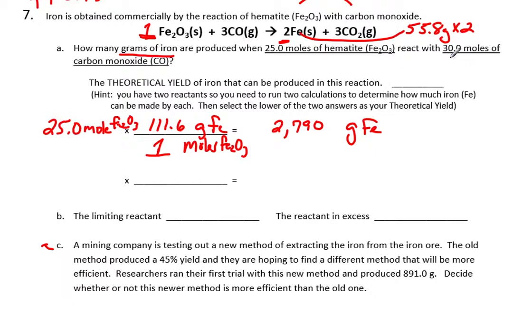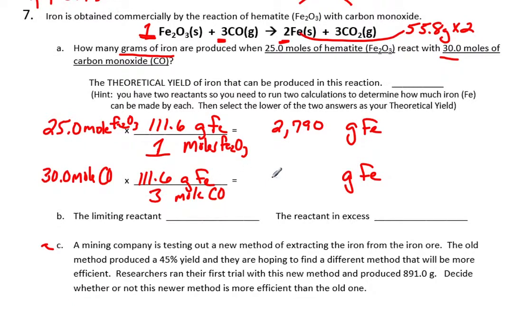So now let's just focus on the carbon monoxide. This says I got 30 moles of carbon monoxide, CO. I want to say when I use up all my CO, how many grams of iron do I get? So I'm using the same numbers on top, 111.6 grams, and then moles of CO, I take this directly from my balanced equation, 3. So 30 times that divided by that is 1,116 grams. So again, I have 2 numbers here. Which one do I pick? It's always the lower. That's my theoretical yield.